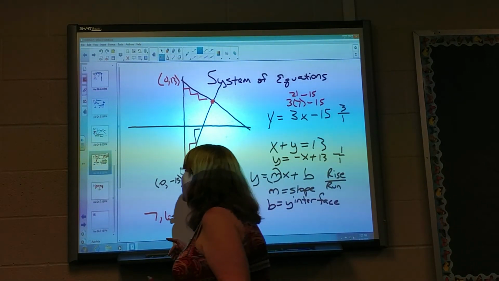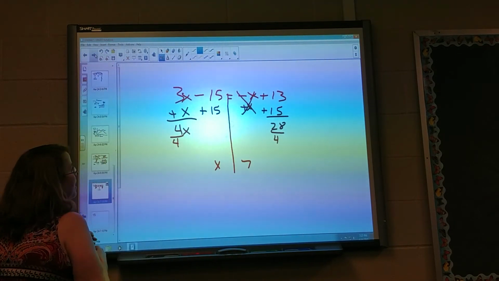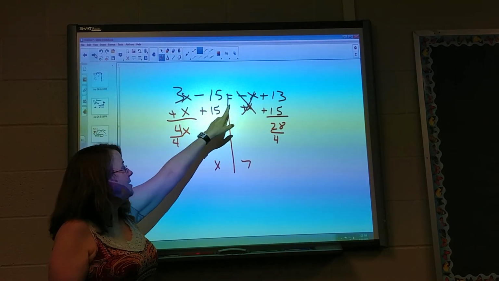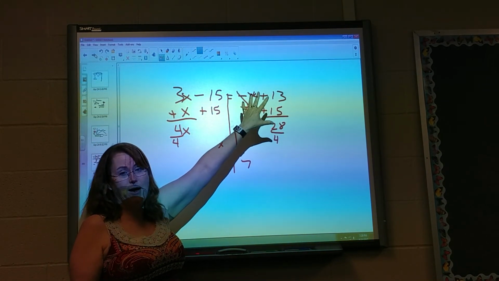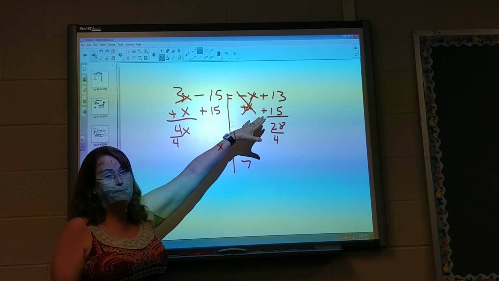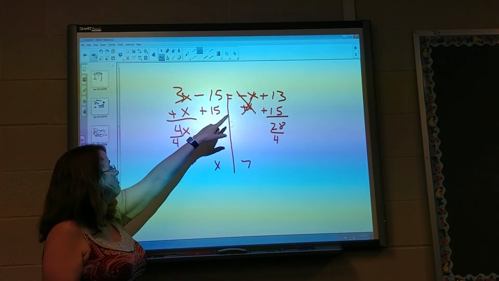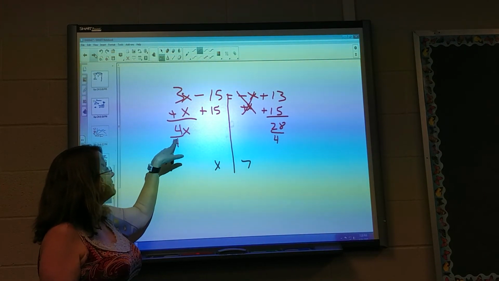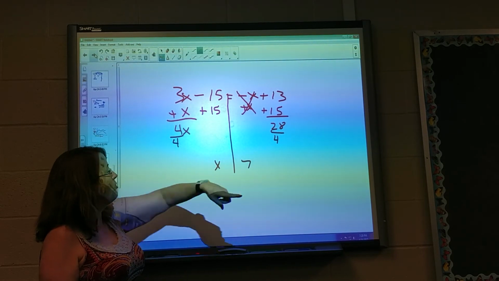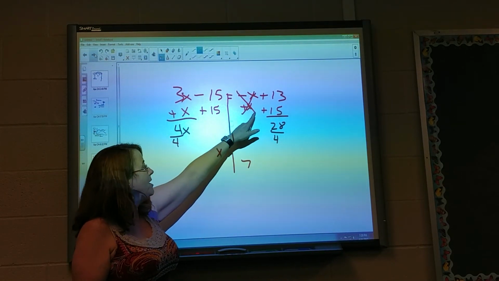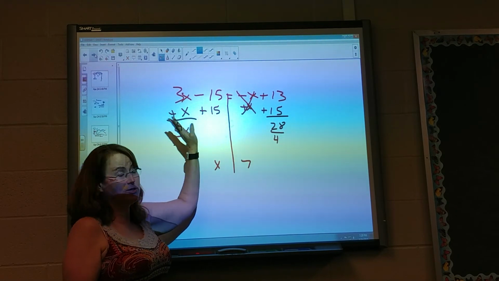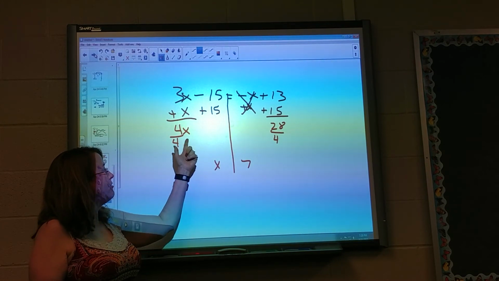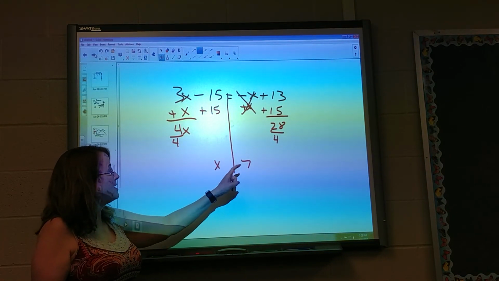So if we go to the next page, I said 3x minus 15 was what one y was. Minus x plus 13 was what the other y was, and y equals y. So we can now solve. We move the x's over. 3x plus x is 4x. We move the negative 15 over, so we add it. Plus 13 plus 15 is 28. So this is just your basic equation. So we have 4x equals 28. To solve for x, we divide by 4, and x is 7.